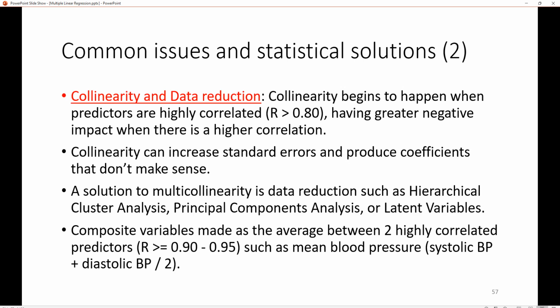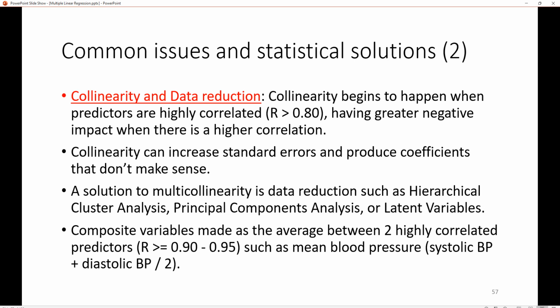On the second slide, collinearity and data reduction. Collinearity, which we discussed last time, begins to happen when predictors are highly correlated, for example, a correlation above 0.80. And that gives us a greater negative impact when there is a higher correlation. Collinearity can increase standard errors and produce coefficients that don't make sense. Our results don't really help us understand what we're looking at.